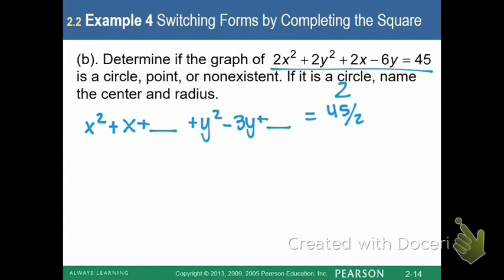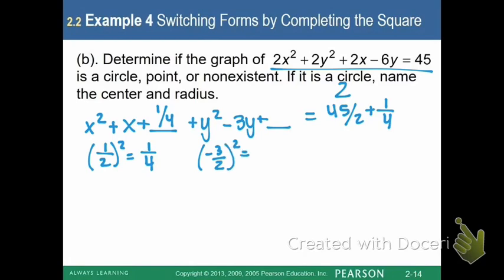Okay, after that I can just keep going like normal. So this is going to be 1 over 2 squared, which would be 1/4. So that's what I'm going to add to both sides here. Over here, negative 3 over 2 squared would be positive 9/4. So that's what I'm going to add here.